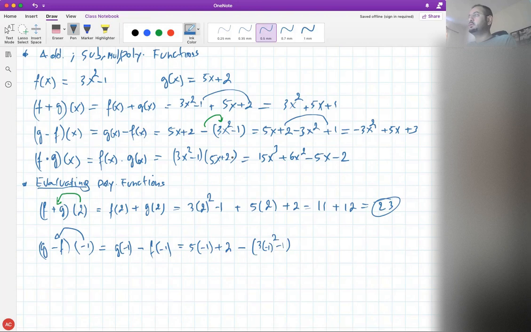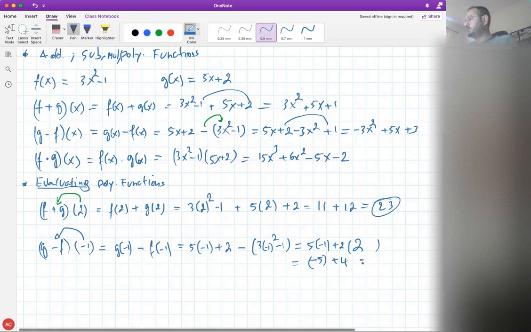Again, the rest is just simplifying. We do the parentheses first. Evaluating inside the parentheses, we do the exponent first: -1 to the second is 1. Times 3 is 3. Minus 1 is 2. After the parentheses, we do the multiplications. This will be -5 plus 4, and this is -1. So that's the evaluation.